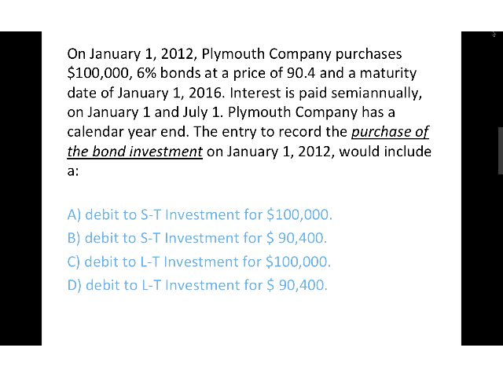So on January 1st, 2012, Plymouth Company purchases 100,000 6% bonds at a price of 90.4 and maturity date of January 1st, 2016. And it asks us for the entry to record the purchase of the bond investment. So I am going to go quiet. I'm going to watch for people to finish writing it down, and then we'll talk about how we would do this.